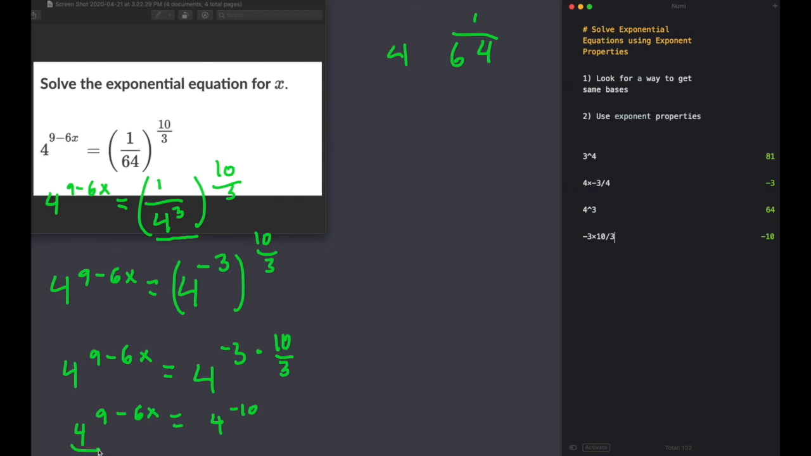Now this is really great because we've got the exact same bases, nothing too complicated going on. Now I can say that this exponent must be equal to this exponent because this raised to this is equal to this raised to this.